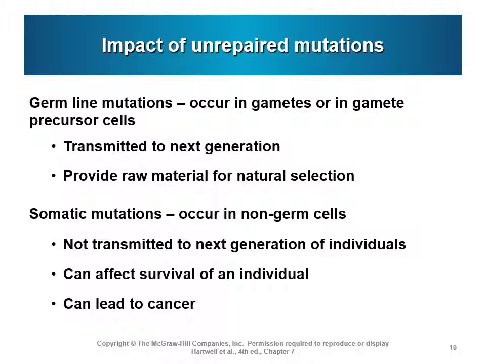Another type of mutation, the somatic mutations, occur in non-germ cells. Therefore, they are not transmitted from generation to generation. They are not encoded within the genome. Of course, they will affect the survival of the individual. They can either kill the individual directly, or they can cause different disorders that will have a lethal effect, such as cancer, for example.